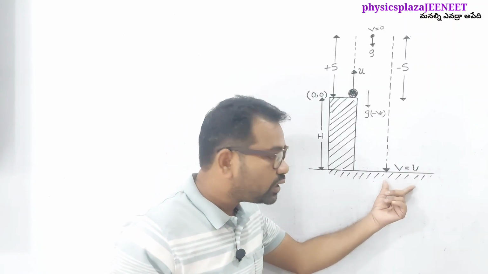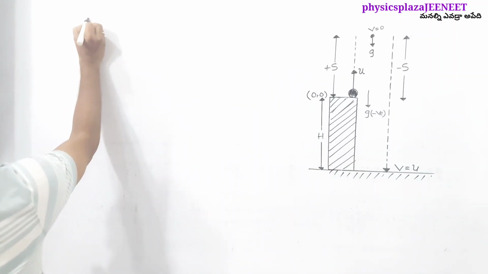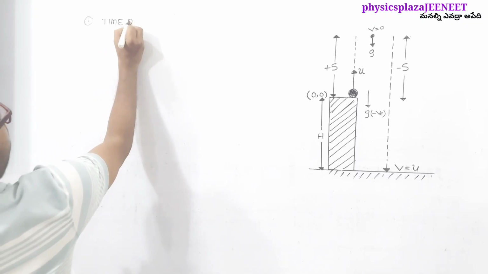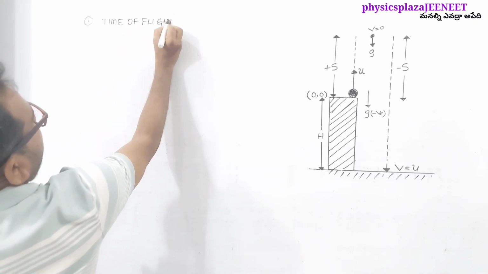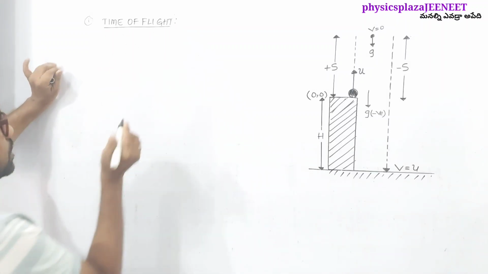We have to calculate the velocity of collision. Clear, children? Fine. So now we discuss the first parameter, time of flight. Children, it will be very interesting. You should have some patience. Okay, fine. Now look here.